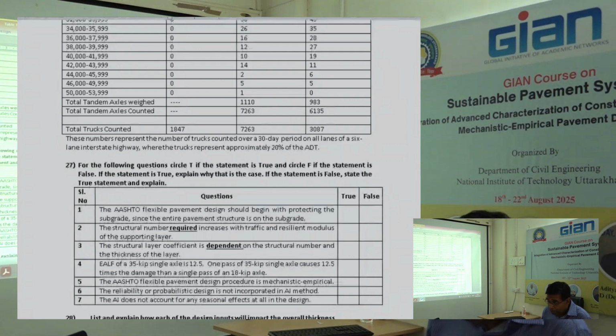Right. Next one. AASHTO flexible pavement design is mechanistic empirical. True or false? False. It's fully empirical. Asphalt Institute is mechanistic empirical. Reliability of design is not incorporated in the AI method. True or false?